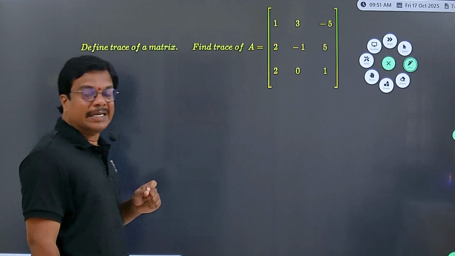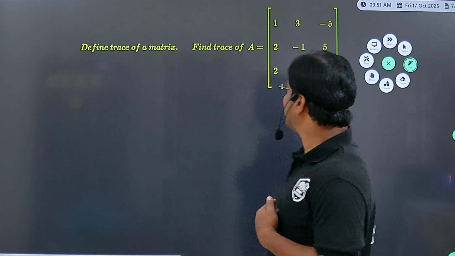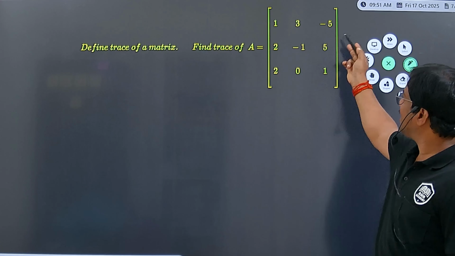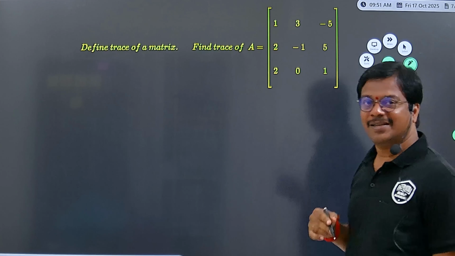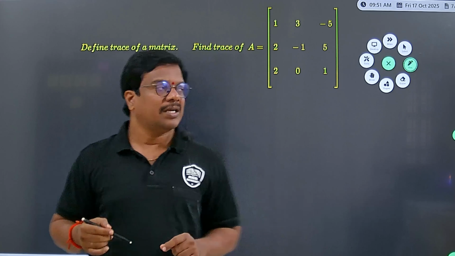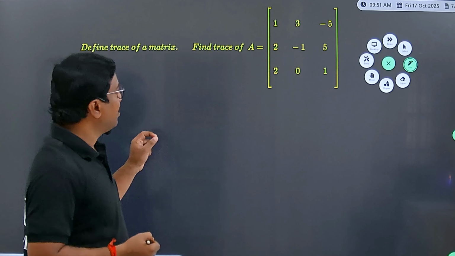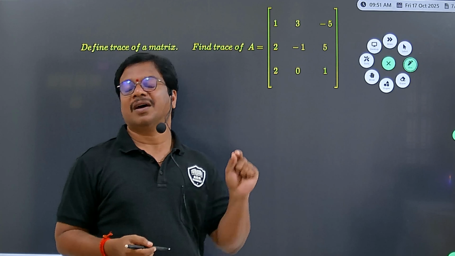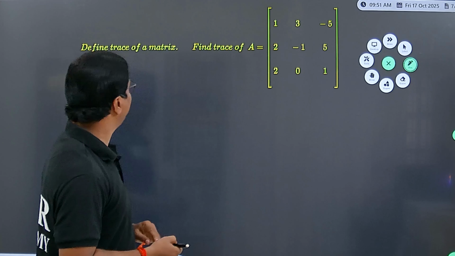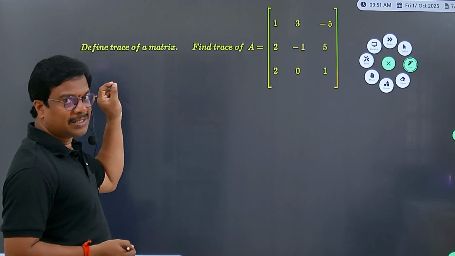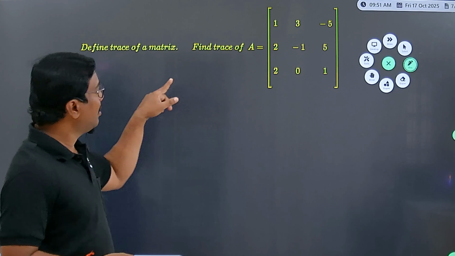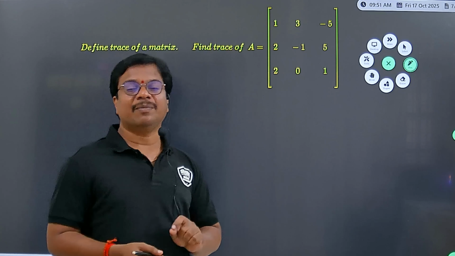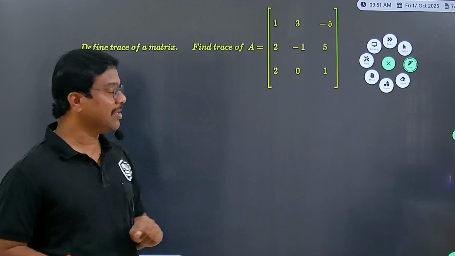Next question. Define the trace of a matrix and find the trace of a 3 cross 3 matrix with entries 1, 3, minus 5, 2, minus 1, 5, 2, 0, 1. This is the question. Trace indicates the value which is the sum of all principal diagonal entries. Here the definition is asked as well as one example based on it. You have to simply write that the sum of principal diagonal entries is known as the trace of a matrix.